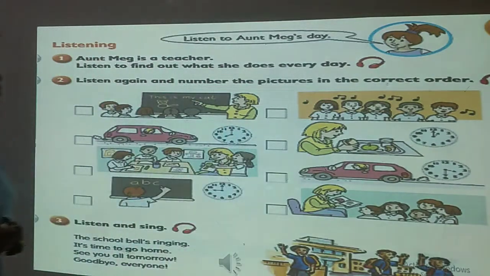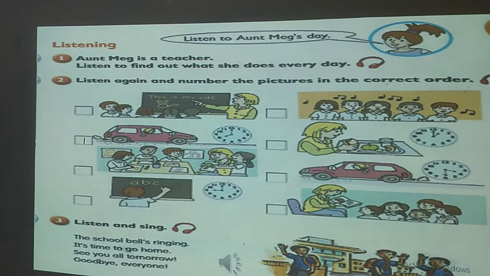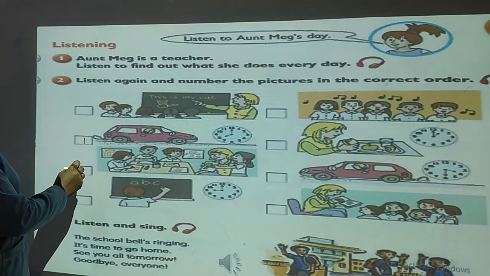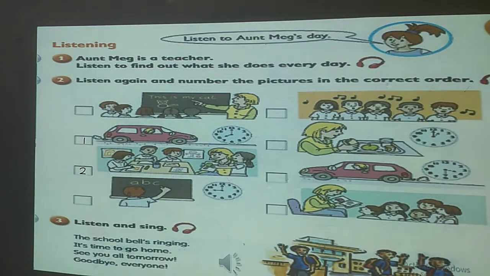Aunt Meg goes to work at 8 o'clock. She goes by car. School starts at 9 o'clock. The first lesson is writing. Aunt Meg helps the children to write the ABC. The second lesson is reading. Aunt Meg helps the children to read words and sentences.